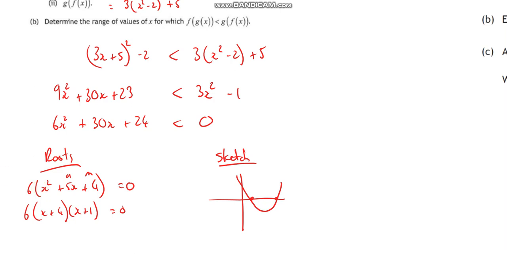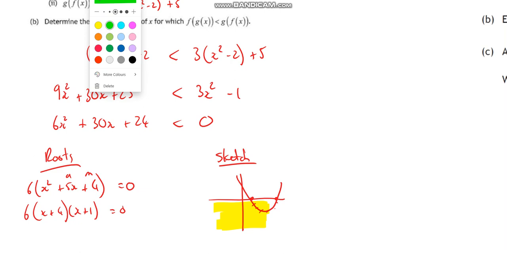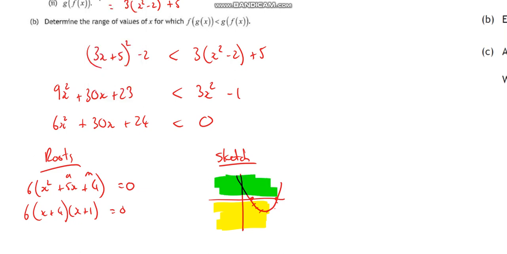Absolutely. The question's saying, when is this function less than 0? Well, it's less than 0 in all these values, isn't it? Because this is my negative zone, and the positive zone's above the x-axis. That's all the positive numbers up here. So absolutely, it's just between the 1 and the 4, isn't it? So x between 4 and 1. Between here and here.